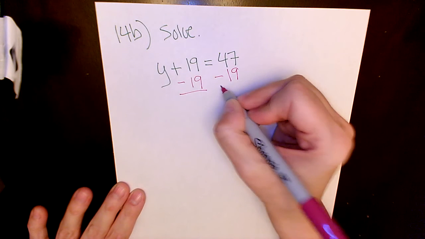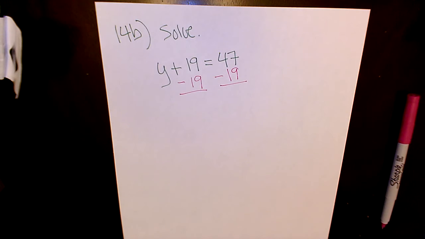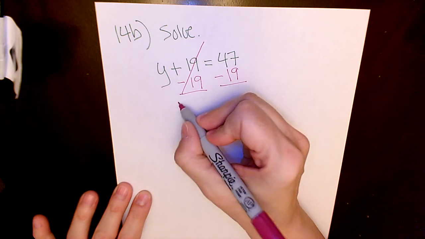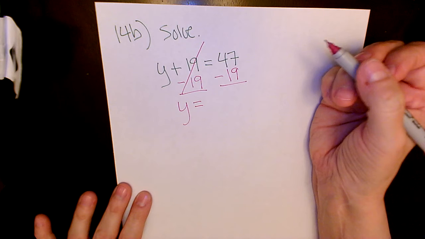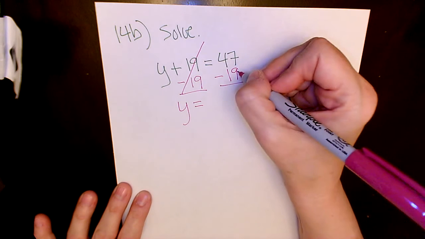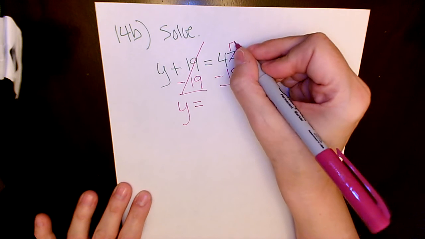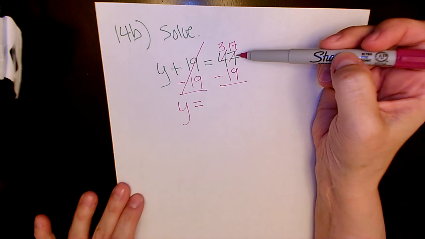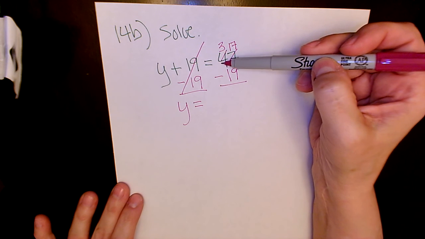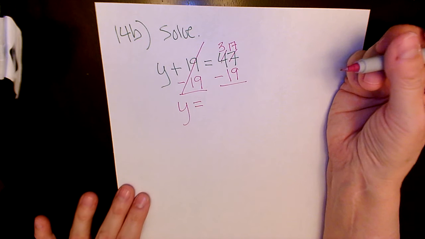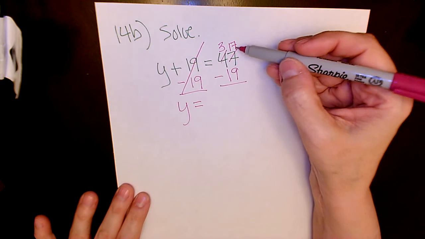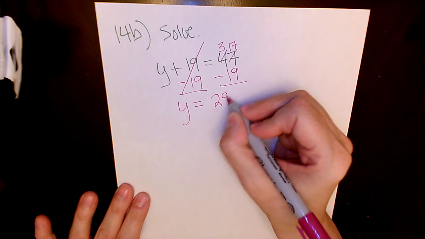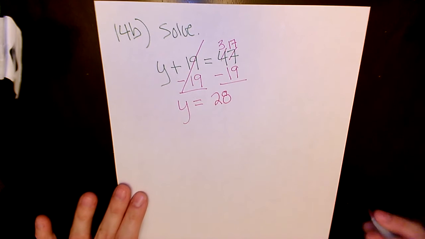So remember, it's like a balance. What you do to one side of the equal sign, you have to do to the other. So these cancel out. And let's just subtract down here. We can't take 9 away from 7. We make that, we borrow. We make this a 17, and we take away from here and we get 3. So now we can subtract. So 17 minus 9 is 8, and 3 minus 1 is 2. So my answer is 28.